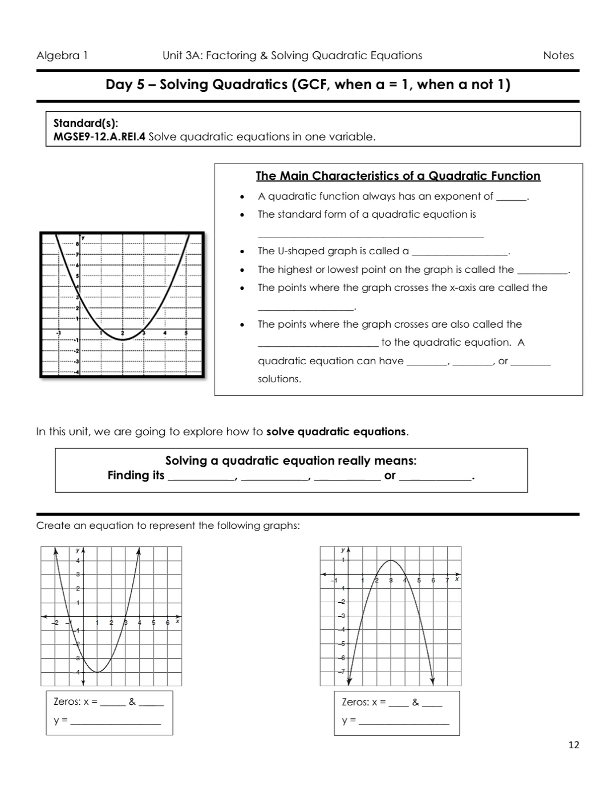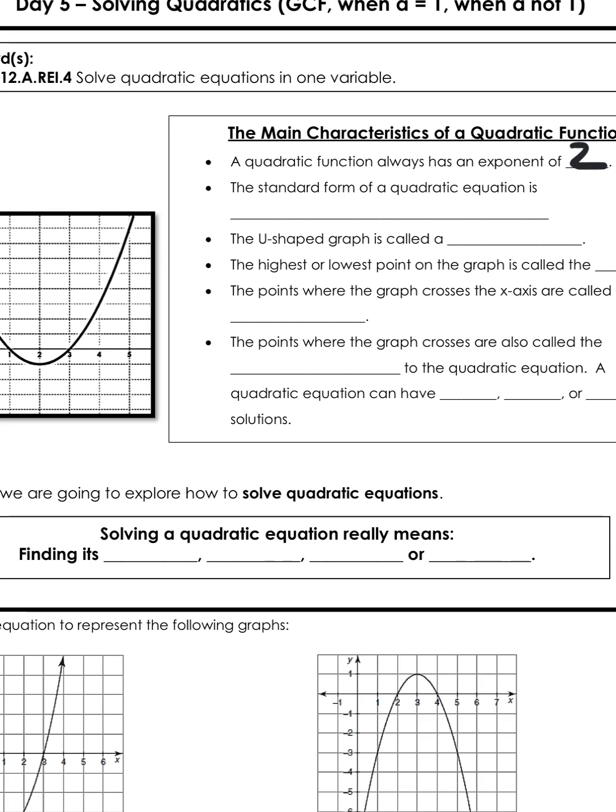Today we're talking about solving quadratics. A quadratic equation always has an exponent of 2 every time. And the standard form for a quadratic equation is y equals ax squared plus bx plus c. The U-shaped graph to the left here, this is called a parabola.